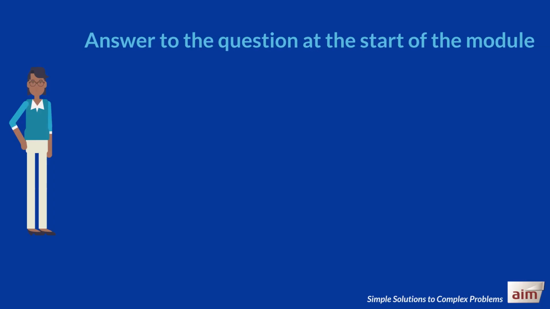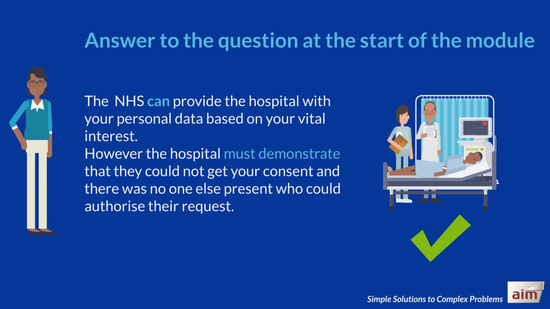Answer to the question at the start of the module. The NHS can provide the hospital with your personal data based on your vital interest. However, the hospital must demonstrate that they could not get your consent and there was no one else present who could authorize their request.